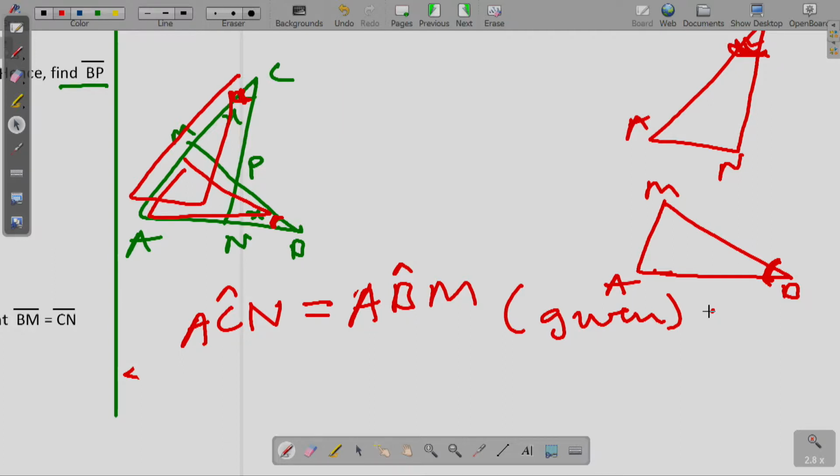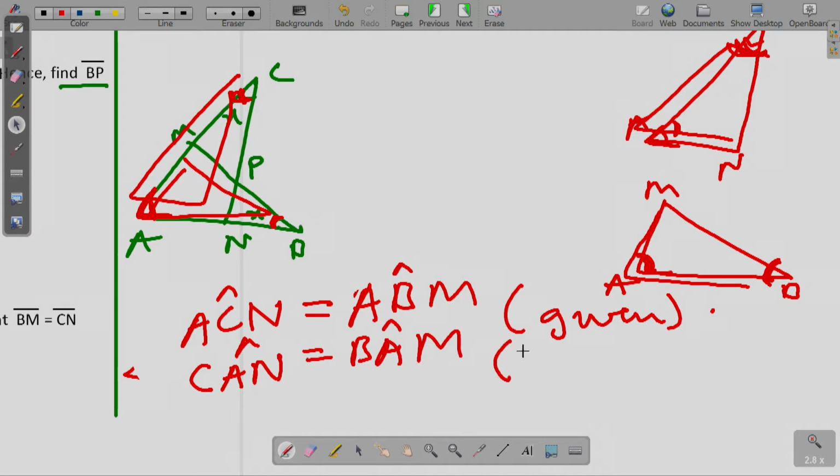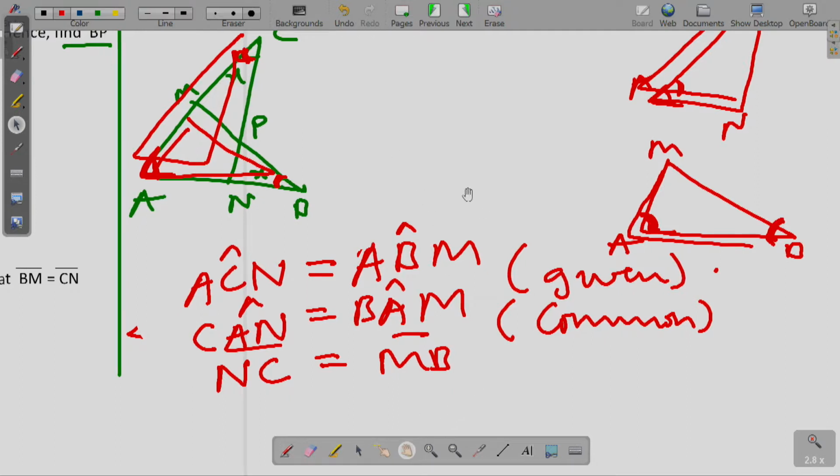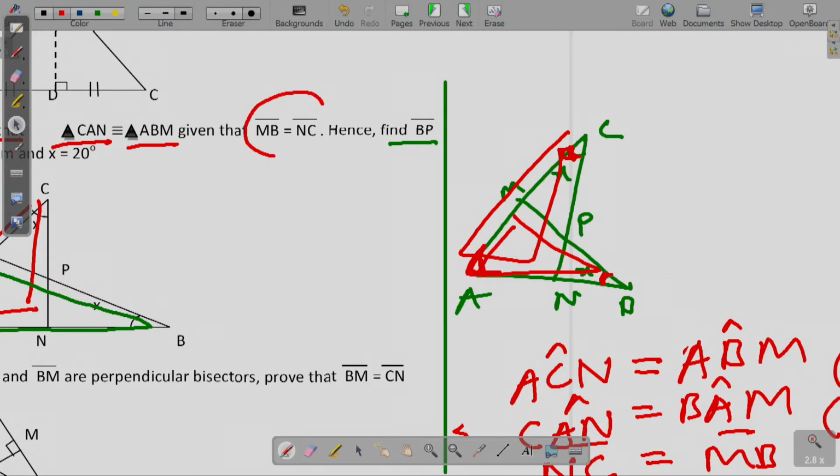And also here, we see that angle CAN, this angle is common for both triangles, this one and this one. So here also, angle CAN for this triangle CAN is equal to the angle BAM for the second triangle, and this is common. This is a common angle for both triangles. And also NC is equal to MB. The line NC is equal to line MB. This is given from our question here.